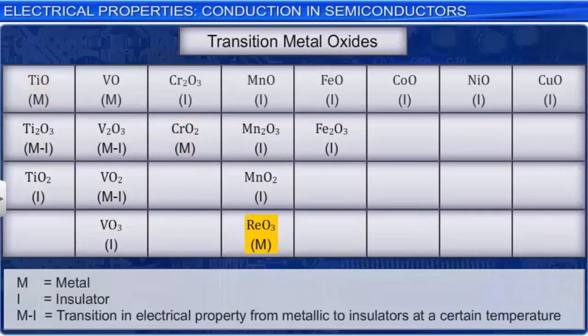Oxides like TiO2, V2O3, and many metal oxides behave as insulators. For certain metal oxides like Ti2O3, V2O3, and VO2, there is a transition in electrical property from metallic to insulator at a certain temperature.